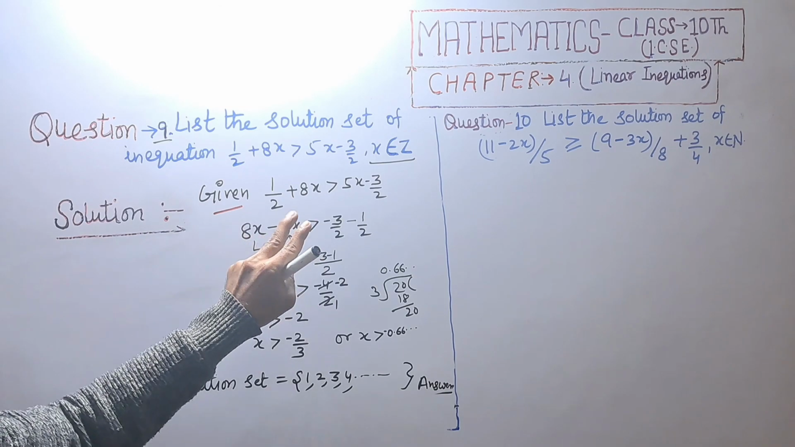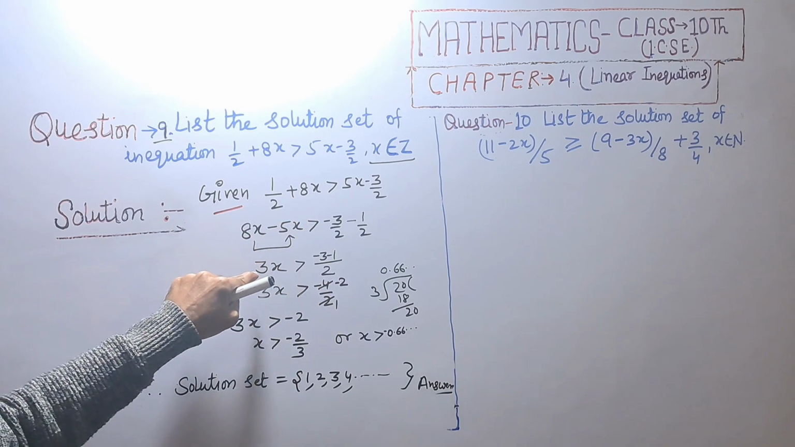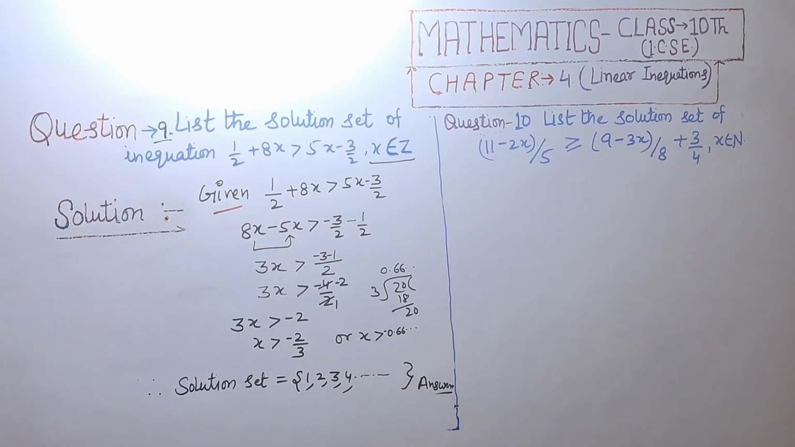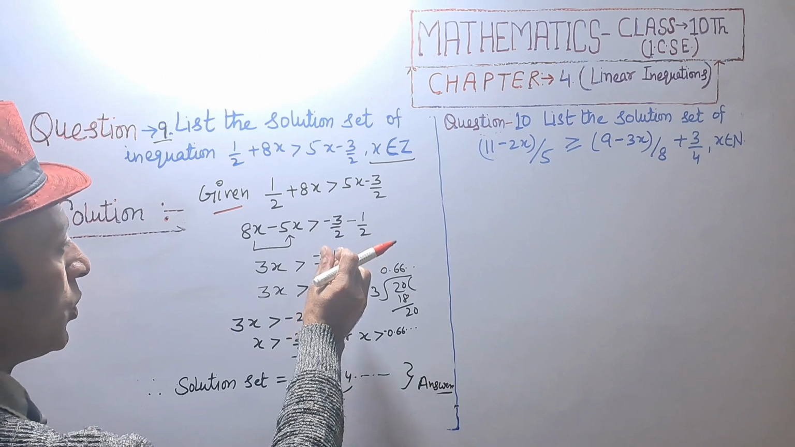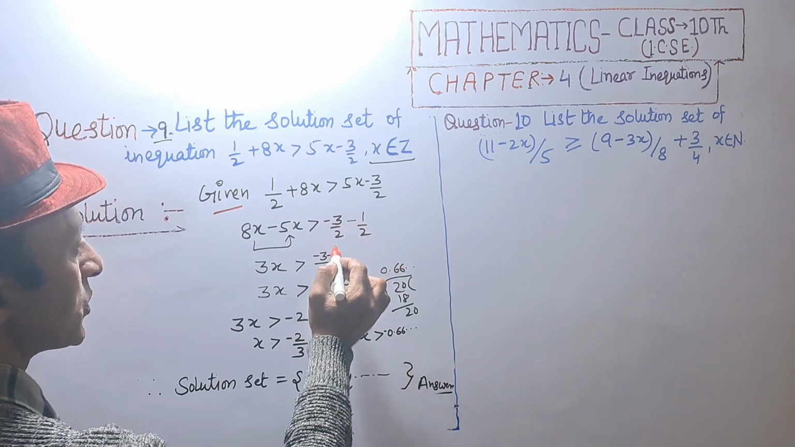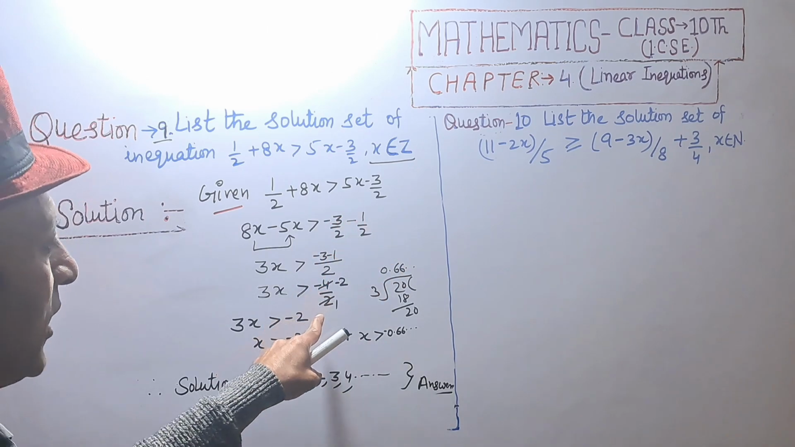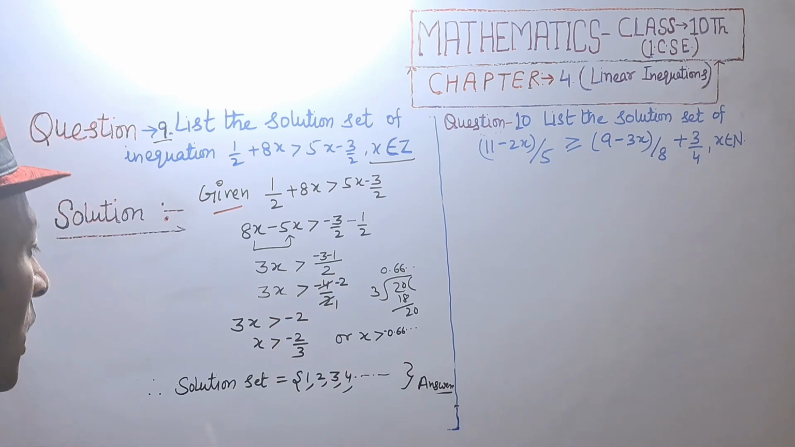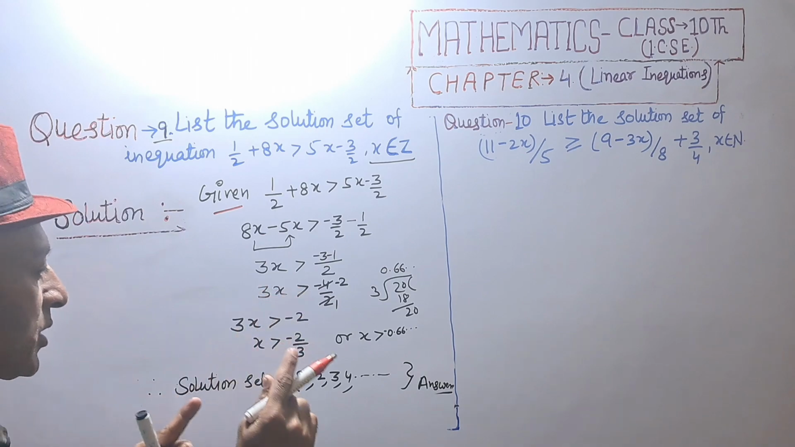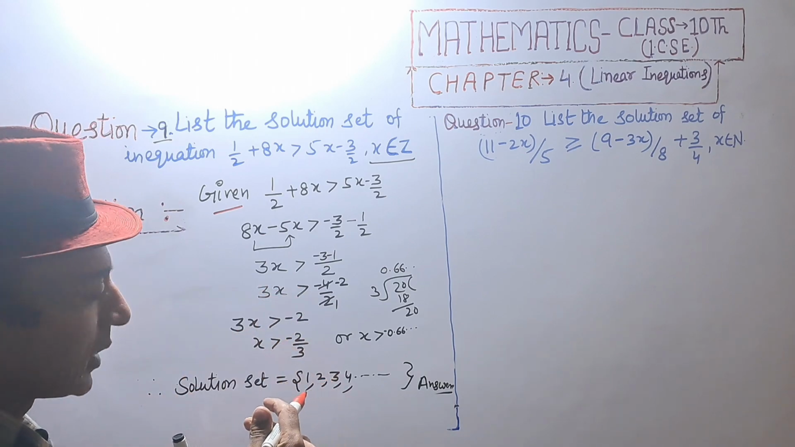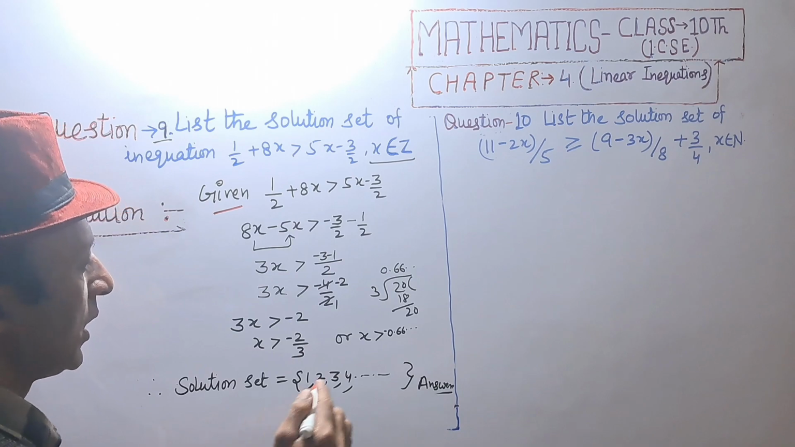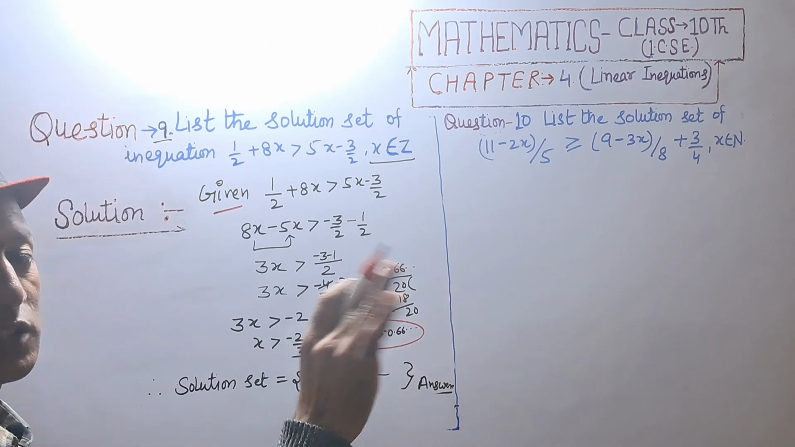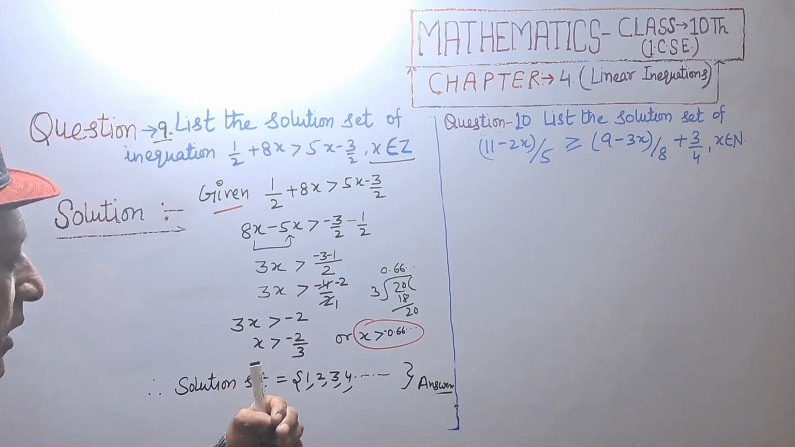8x − 5x we get 3x, greater than −3/2 − 1/2, which is equal to −3 − 1, that is −4, and −4 divided by 2 is equal to −2. 2 twos are 4, but with the negative sign, −2. 3x is greater than −2. x is greater than −2/3, that is x is greater than −0.66 and so on.